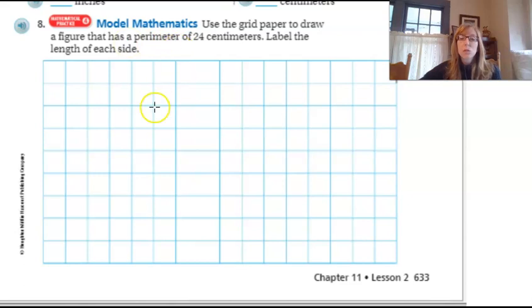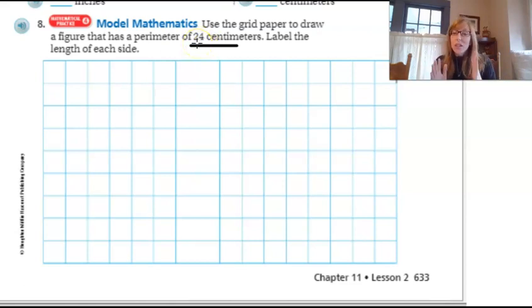It says use the grid paper to draw a figure that has a perimeter of 24 centimeters. Remember, perimeter is the distance around. So if you look at the grid paper, each one of those little squares is 1 centimeter. So we're going to do the distance around.